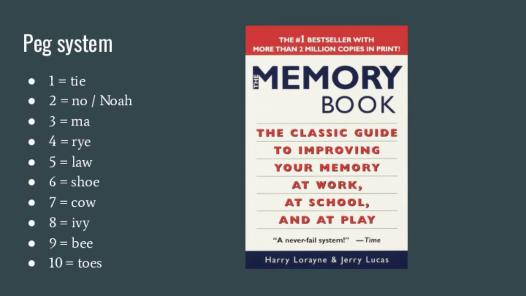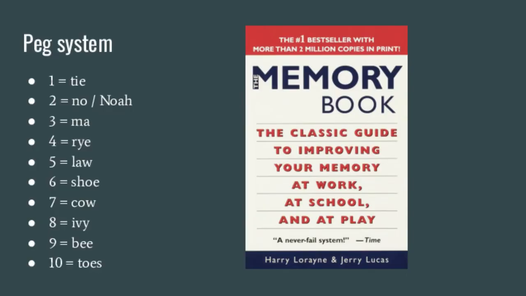Two, the book suggests Noah, the fictional character from the Bible, Noah. Again, they're Americans, so that's why they're not necessarily religious, but it's kind of culturally familiar. You can find some other word that starts with N and just a vowel, like no. Imagine somebody saying no. Three is ma, like mother, ma, mom.